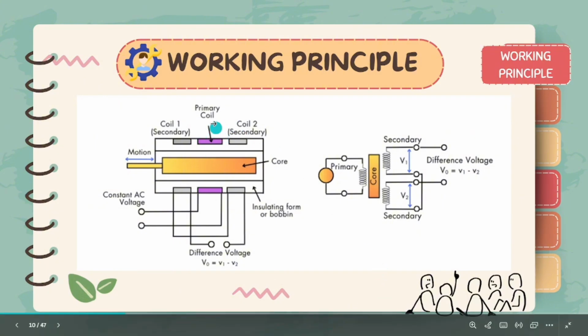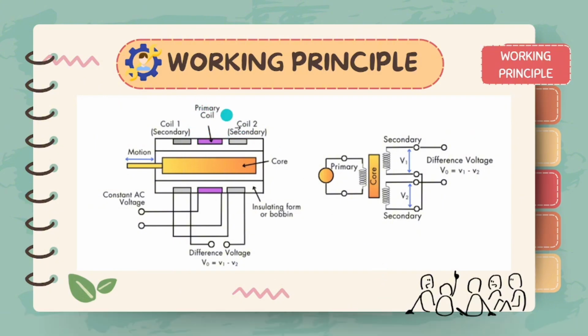As you can see here, we have the primary coil, and on the left and right we have secondary coil 1 and coil 2. The primary is in the center. The primary coil is supplied with a constant AC voltage. So you can see the voltage of the primary coil is being supplied by an AC voltage. This will create an alternating magnetic field.